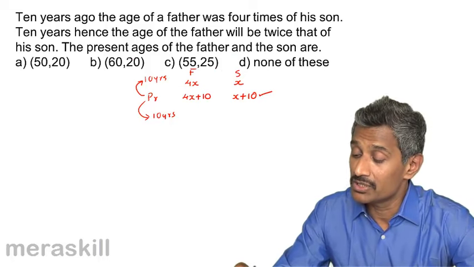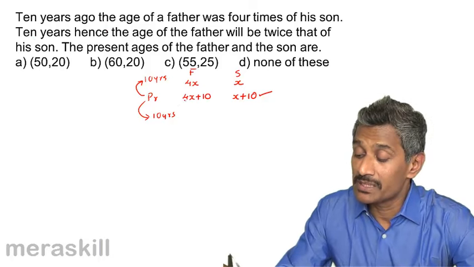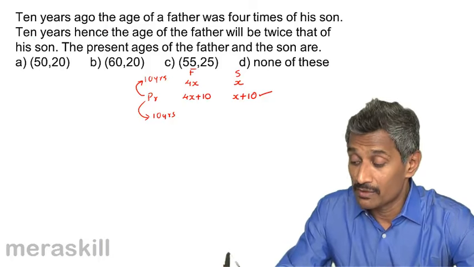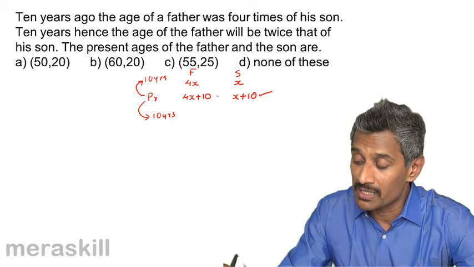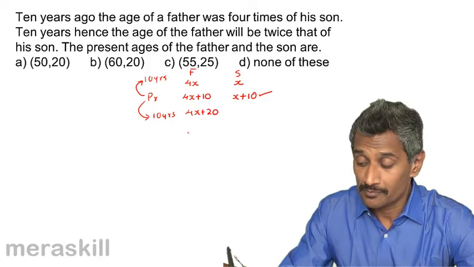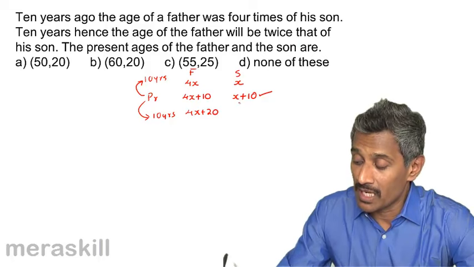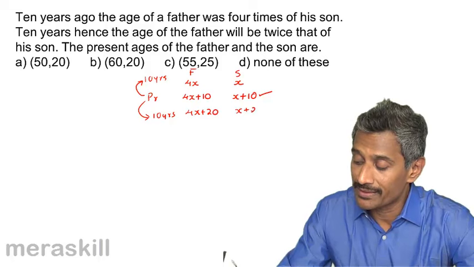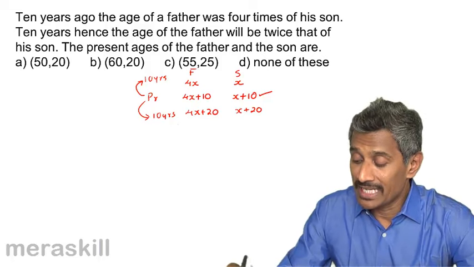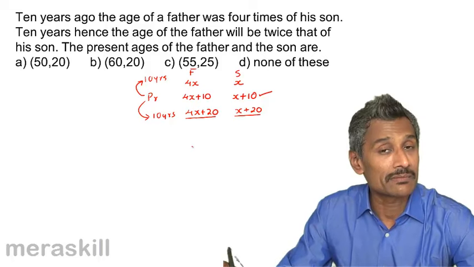But the second condition is what? 10 years hence means 10 years from today, which is going to be another 10 years, which will become 4x plus 10 plus 10, that is 4x plus 20. And the son's age today, 10 years from now, is going to be x plus 10 plus 10, x plus 20. So 10 years hence, father's age is 4x plus 20 and son's age is x plus 20.